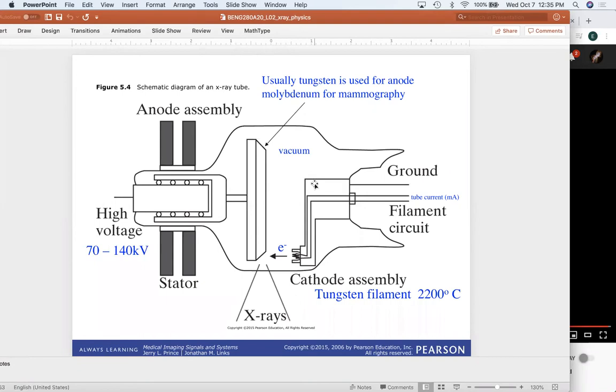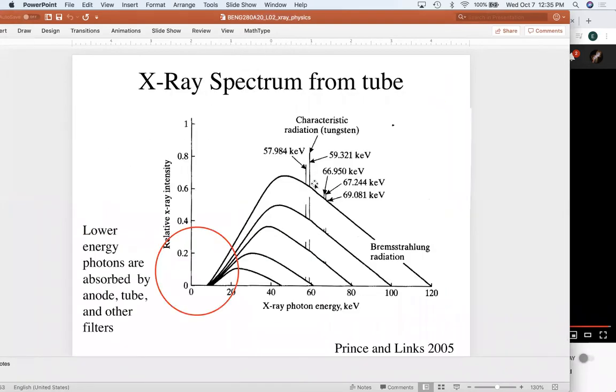So this is the keV, or the energy of the photons coming out of our X-ray tube, and the relative number. These lines, there are a lot of photons coming out at these energies because those are the K shell ejections, right? So they're called the characteristic emissions. However, they only make up a small fraction of the photons that we see.